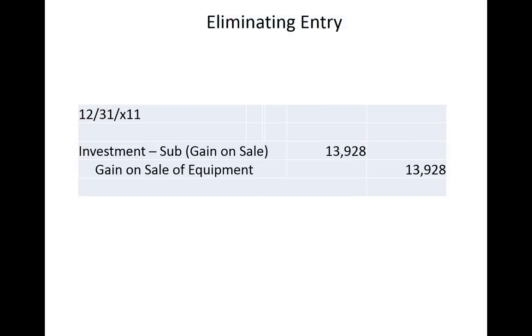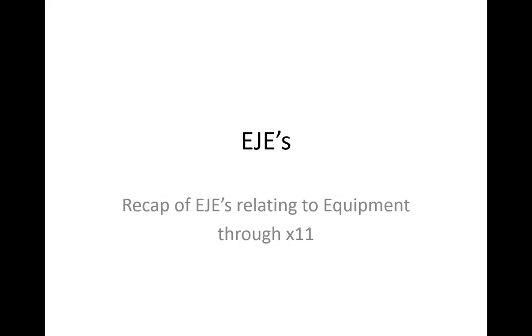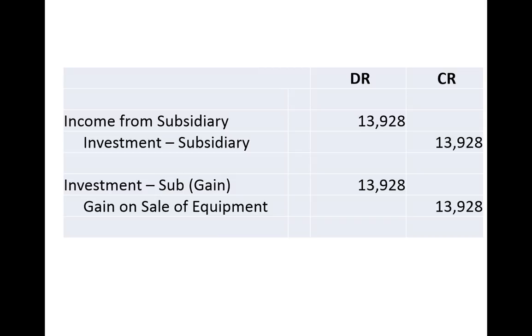If we were to reclassify this, it would do a couple of things. One, the investment entry was no change, but what it does is it takes that deferred gain that was there and recognizes it in the current year. So if we were to recap everything, we could consolidate a bunch of things together. And this is what the two entries that we need to make would look like: income from sub, investment, $13,928, and then we recognize the gain.